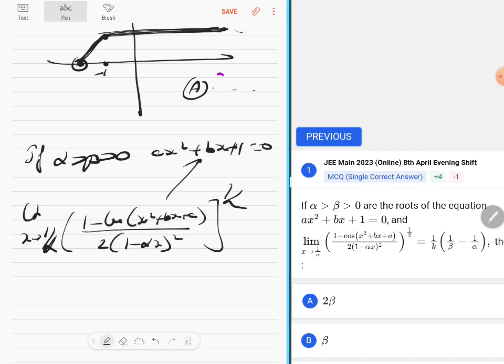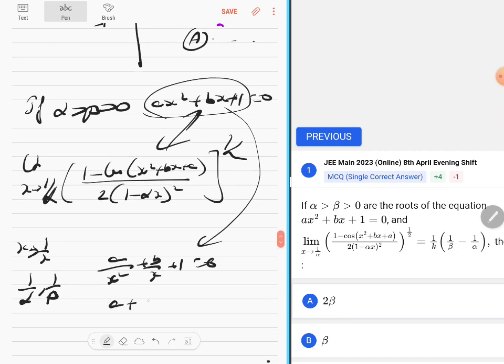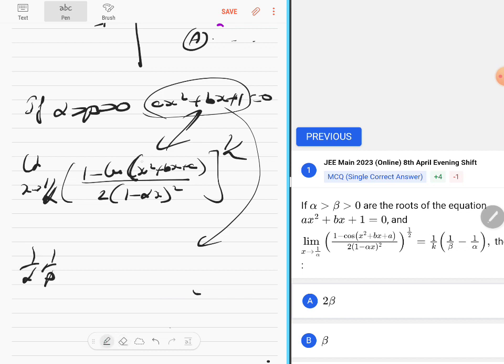The moment I compare this and this, how do I get this equation from this equation? By only considering x as 1 by x, which means the roots for the new equation that you are writing will be 1 by alpha and 1 by beta. So when you write x as 1 by x, it will become a by x square plus b by x plus 1 is equal to 0. So it will become a plus bx plus x square is equal to 0. So thus you get this. So you understand that the roots of the equation are therefore 1 by alpha and 1 by beta for this equation which is given within the cos, in the bracket.